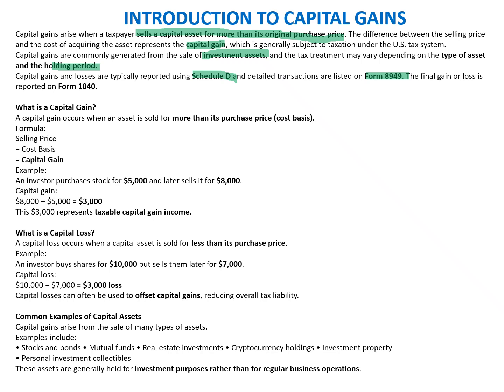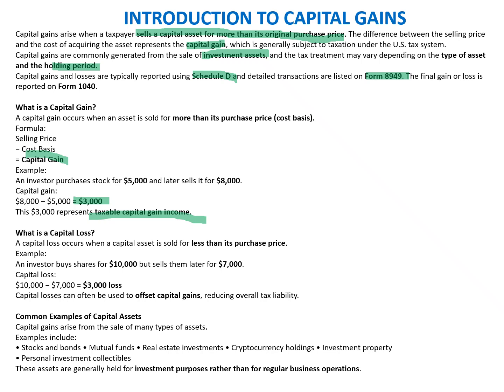So we'll understand what is capital gain. The simple formula is: selling price minus cost price is the capital gain. For example, an investor purchases stock for $5,000 and later sells it for $8,000. So the capital gain is $3,000, and this $3,000 represents the taxable capital gain income. Whether this $3,000 will be taxable at the normal income rate or the special rate will depend upon whether the asset was held for less than a year or more than a year.